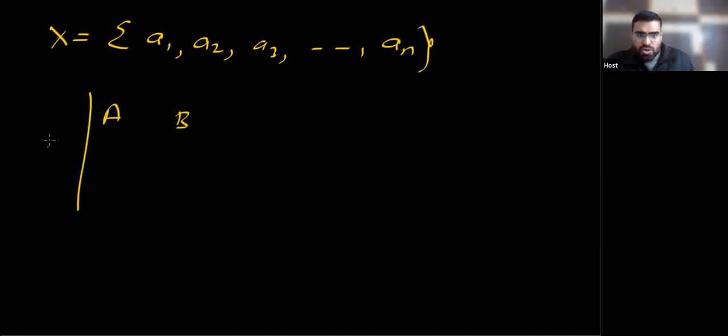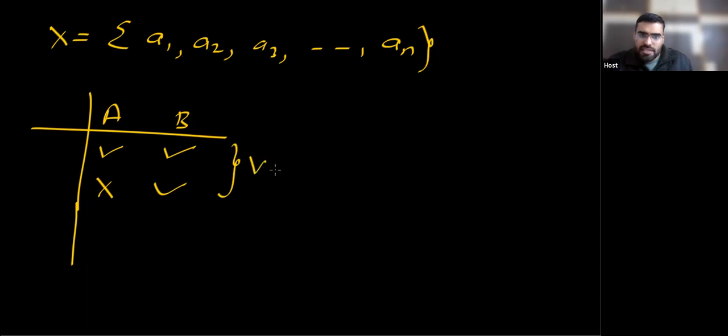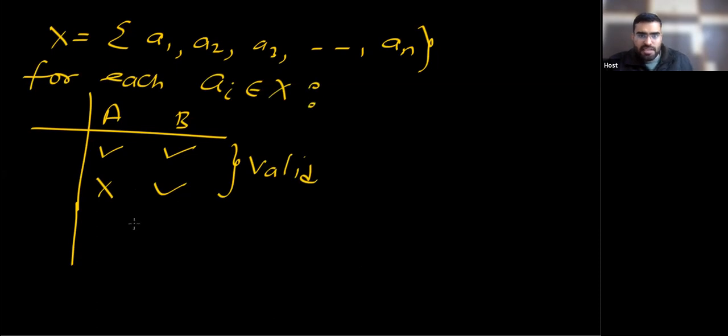You have X which has A1, A2, A3, and so on, AN. And now I am saying, is this a correct solution that these are the two choices? It is here also, and it is not here, but it is here. Are these the only valid moves? Can I say for each Ai belonging to X, that these are valid and these are invalid?